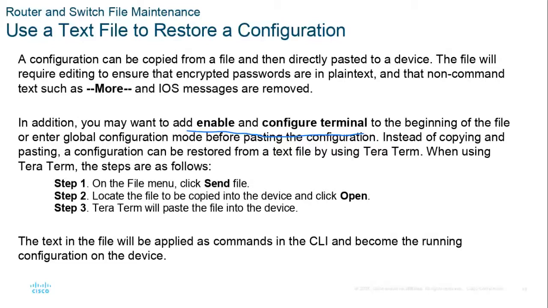The config T command will take you to global configuration mode, and your edited, cleaned up file will paste your configuration back into the router in like 1 second. So just go to the File menu and click Send, open up the text file, the Notepad file, and it'll paste it right in. It'll become the running configuration on that device.